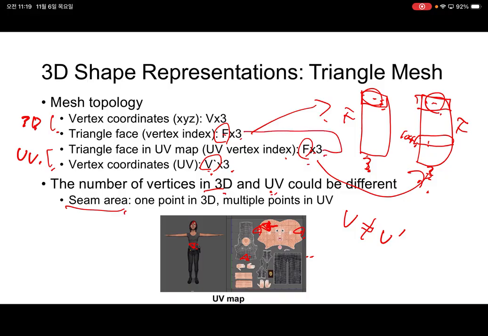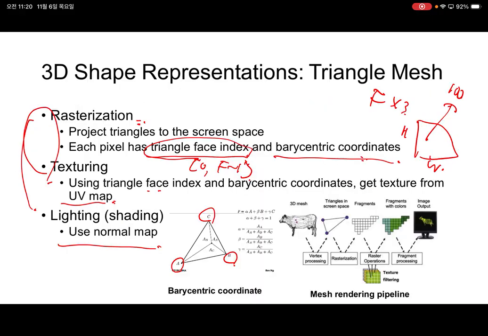And each triangle face, we can visit here, we can visit here, right? So we can use this triangle face index as a connection or bridge between 3D and UV. Once we figure out the triangle face, if we want to get 3D coordinates, we can visit here. If we want to get a color, then we can visit here. So triangle face index can be used interchangeably in 3D and UV. That is the reason why we get triangle face index in rasterization, because triangle face index is the bridge between 3D and UV.